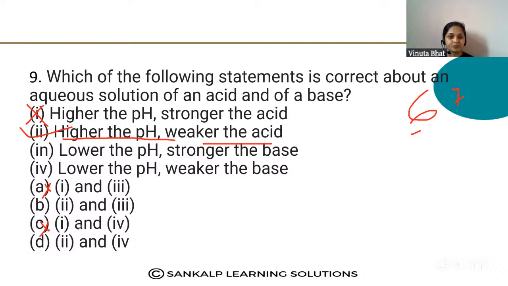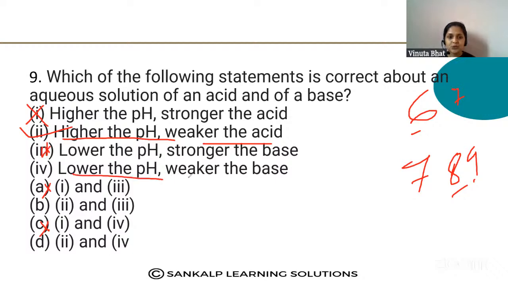Then this is the third one. Lower the pH, stronger the base. When the pH is lower, for example pH 8 or pH 9, that is not a strong base. When the pH is higher, that is the strong base. So three is also wrong.